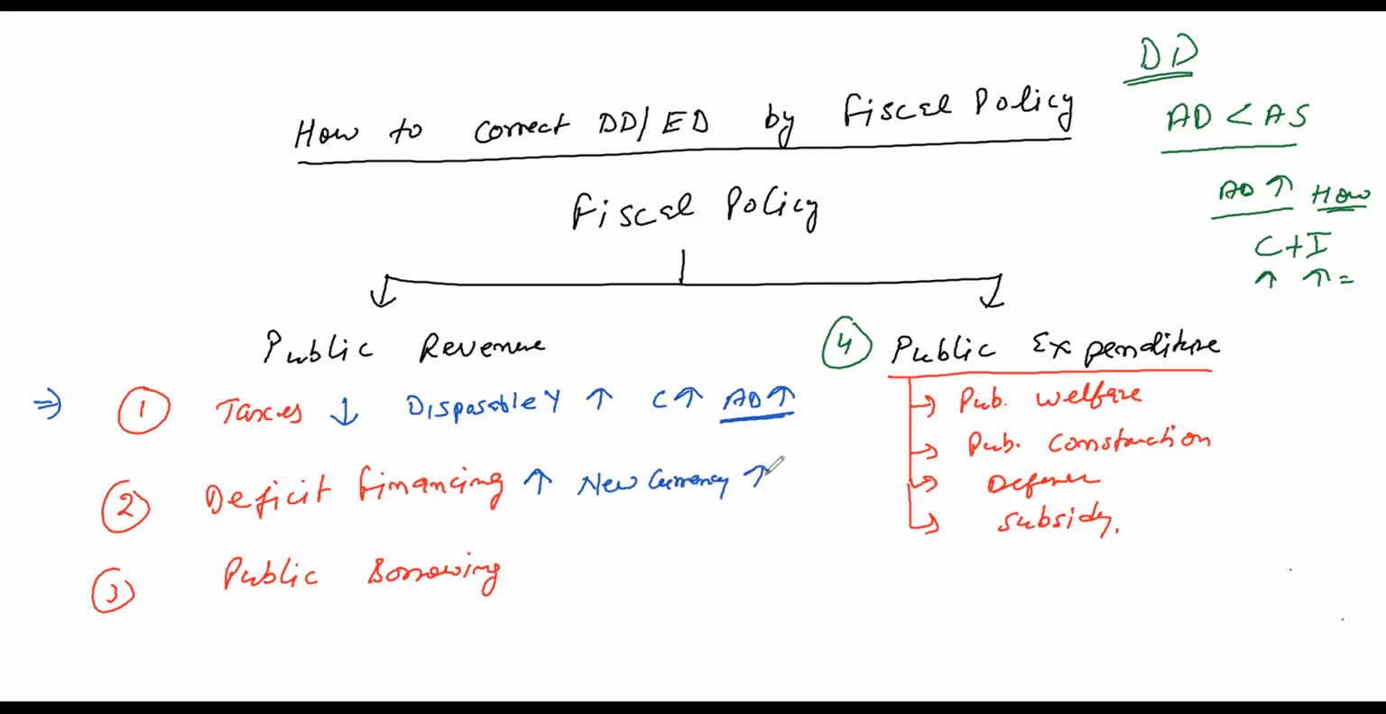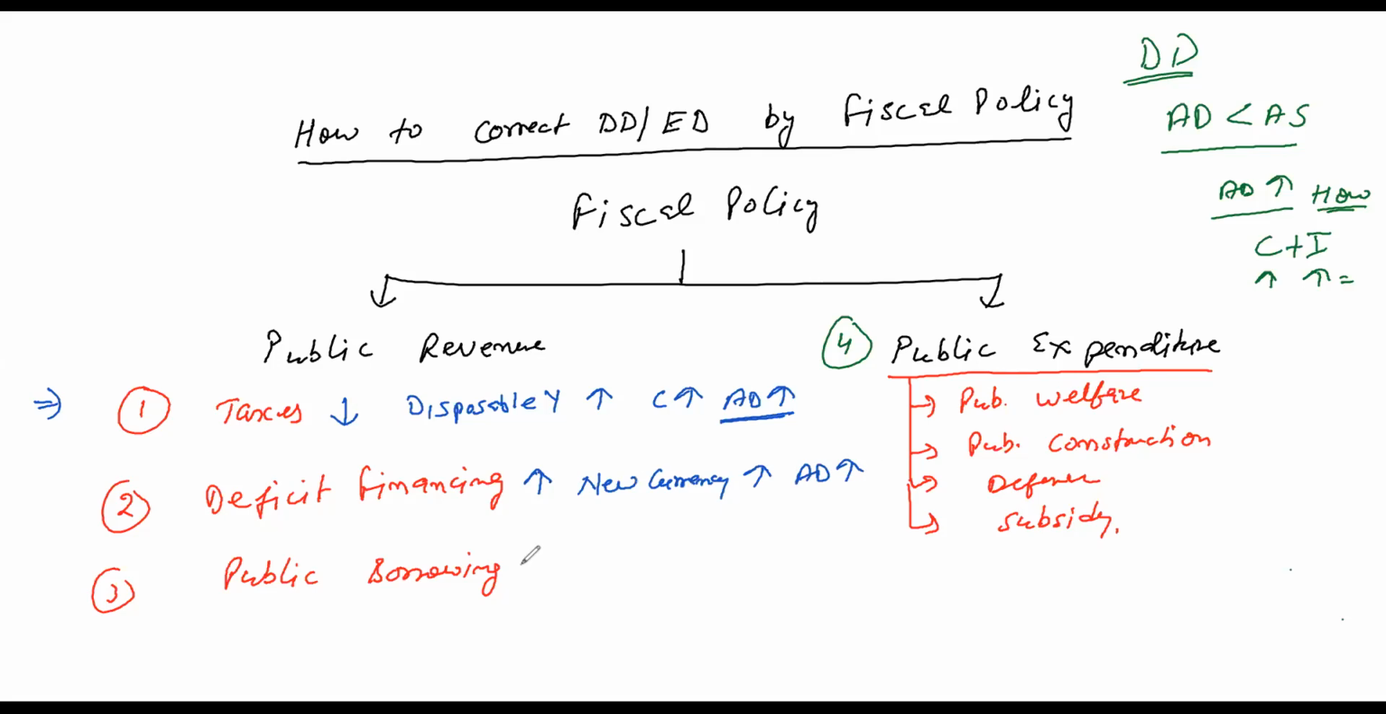New currency will increase. It means more money will inflow in the economy. If more money flows into the economy, that money will be used by producers or consumers. As a result, aggregate demand will increase. And the public borrowing.